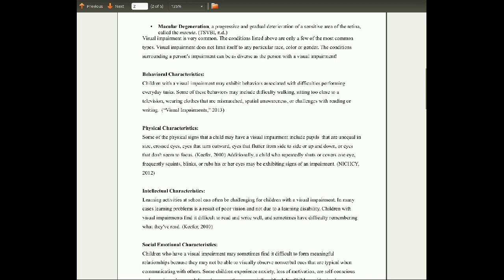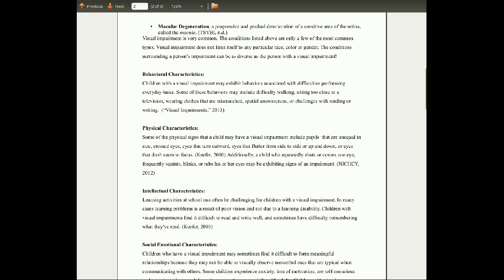Now, visual impairment is very common. Most of us are familiar with the terms that describe someone's eyesight, such as nearsighted or farsighted. So a lot of people have some sort of impairment. The conditions that I just talked about are just a few of the most common types. Now, visual impairment does not limit itself to any particular race, color, gender, creed. The conditions that surround a person's impairment can be just as diverse as the person with a visual impairment.